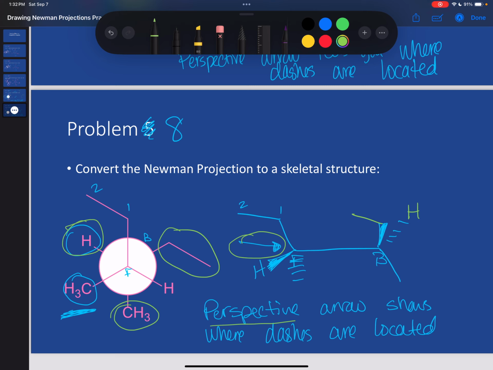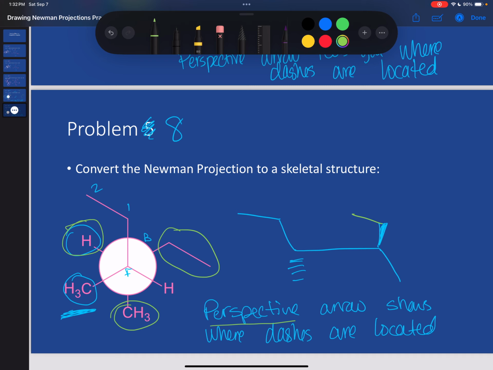So now I'm just going to clean this up and get rid of any notes I've made. I'm going to get rid of the hydrogens because they're implied. I don't have to show that. So this should be the compound that I got from the Newman.